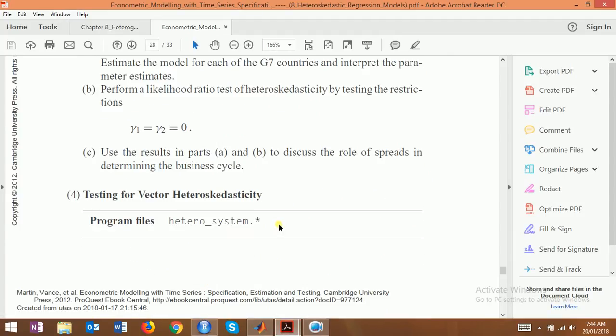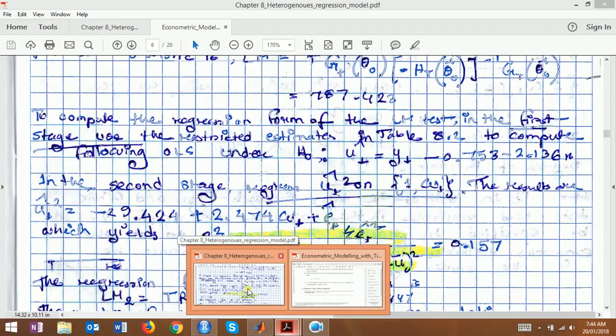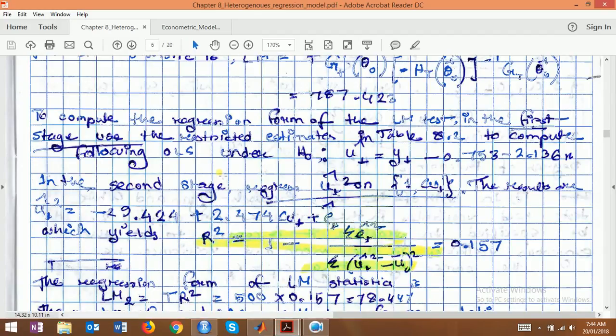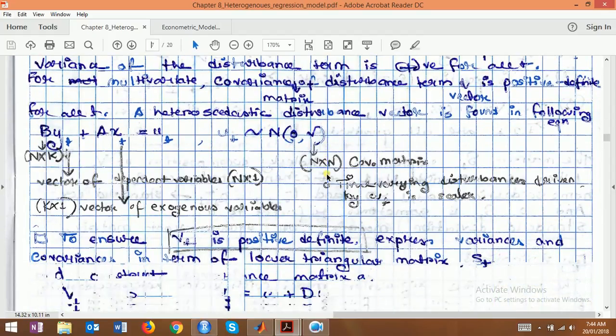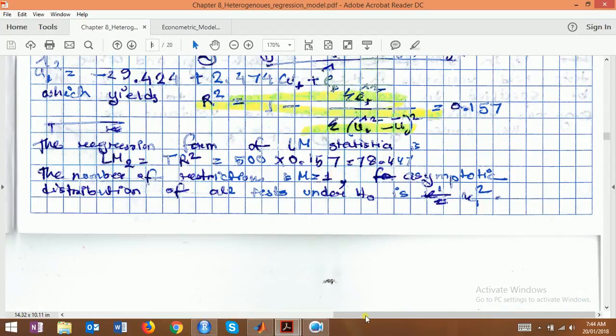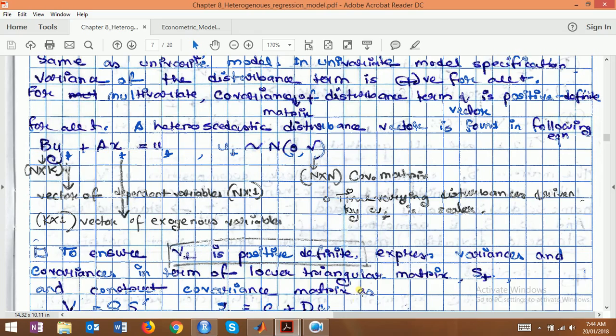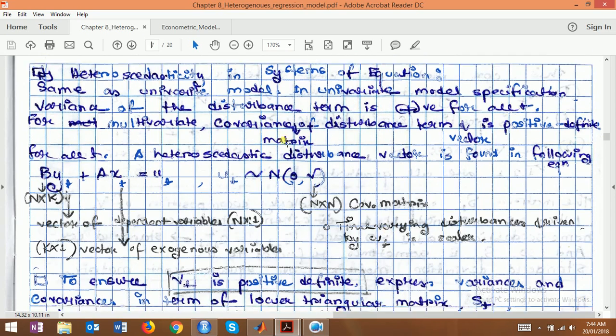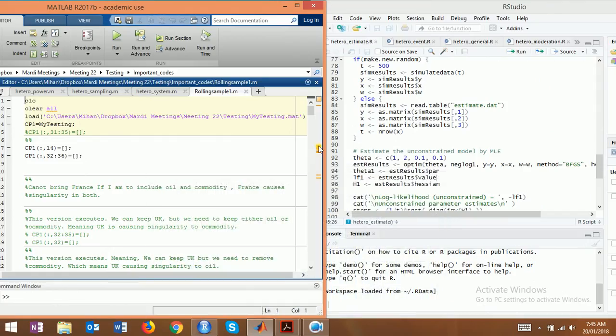And now we are going to look into vector heteroscedasticity, or in a system of equation, right? System of equation is discussed in, let me see, 1 2 3 4 5 6, right here, 4 5 6 heteroscedasticity in systems of equation. So let's see.